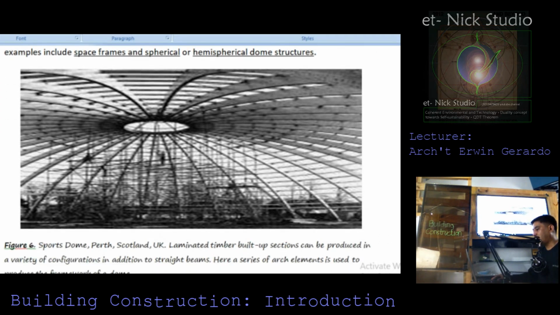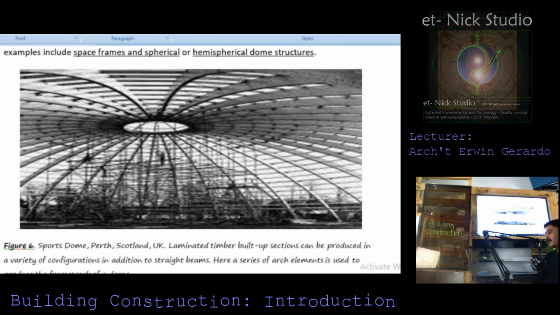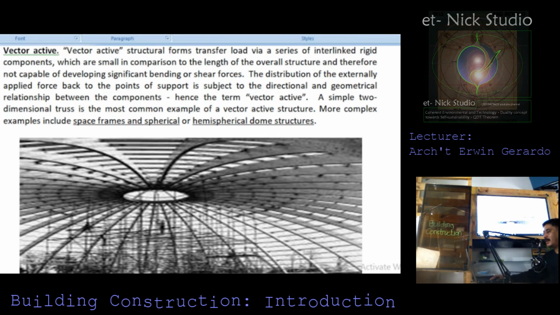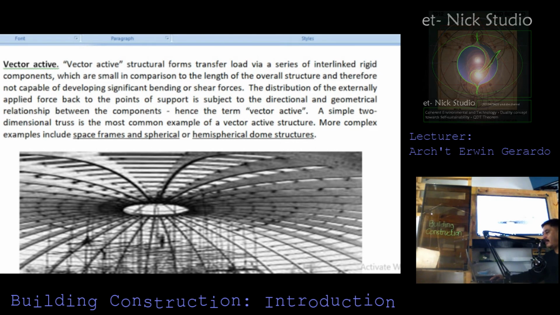So we have the sports dome, Perth, Scotland. This laminated timber built-up section can be produced in a variety of configurations in addition to straight beams. Here a series of arch elements is used to produce the framework of a dome. So we are actually tackling here the vector active form.